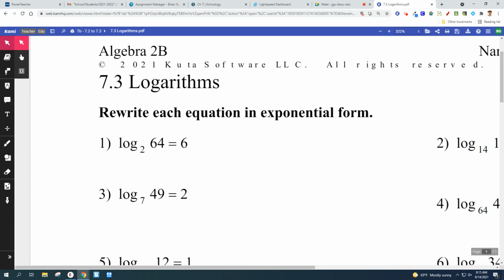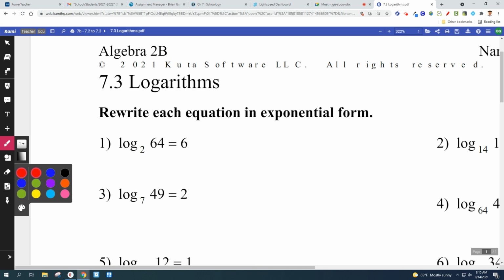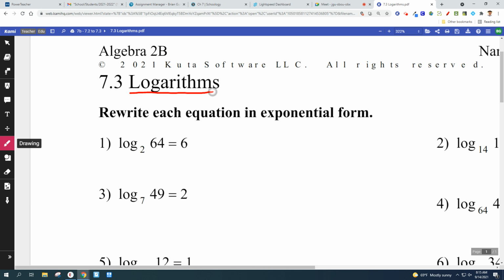7.3 is logarithms, and logarithms is kind of a tough word. Makes you think this is going to be a hard lesson. It's probably not going to be as hard to do as it sounds. But logarithms has to do with exponentials.